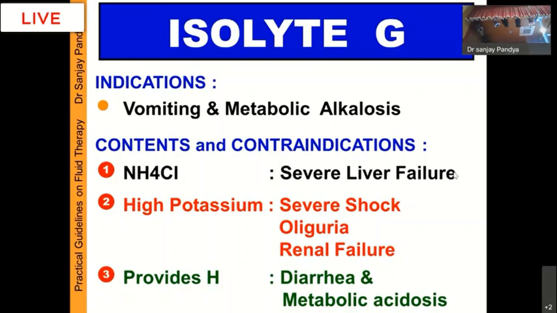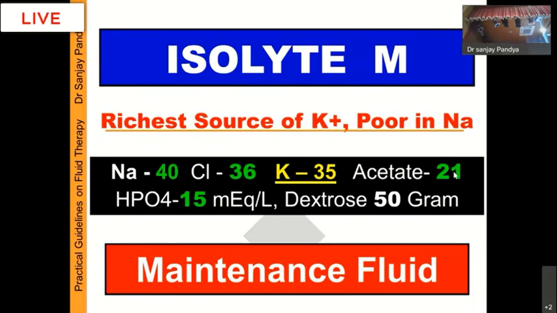If conversion does not happen and ammonia rises, what trouble happens? Yes, it may aggravate, may precipitate hepatic encephalopathy, and therefore it should not be given. It is high in potassium. How much potassium is in Isolyte G? 17 milliequivalent, and therefore in the patient who is vomiting with shock, oliguria, renal failure, we have to be careful. And it provides H ion, and therefore should not be given in diarrhea. Why, what is the problem in diarrhea? Diarrhea causes what? It causes metabolic acidosis. H ion is given, so metabolic acidosis may get aggravated and therefore should not be given.